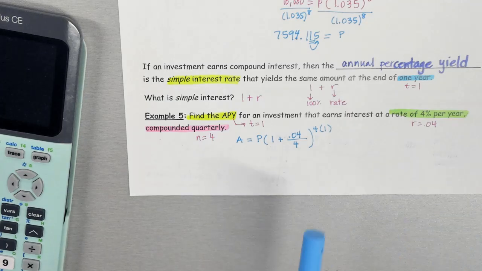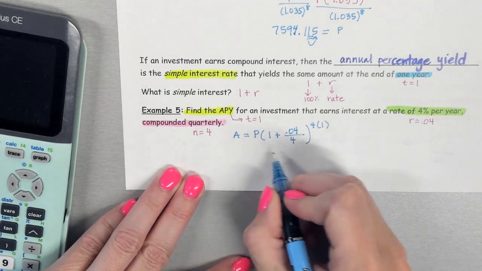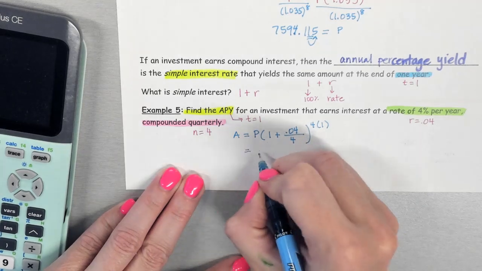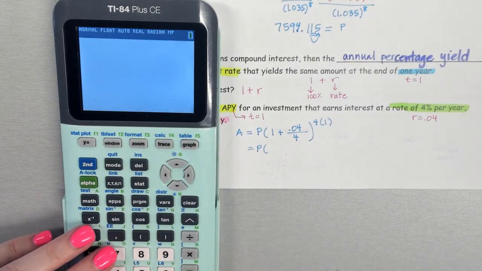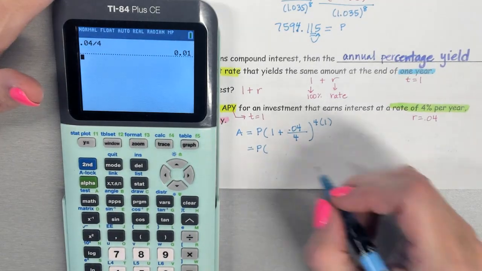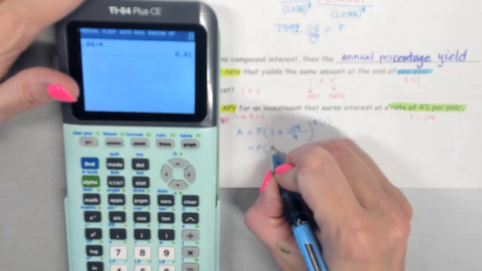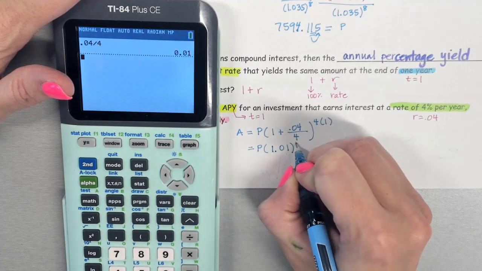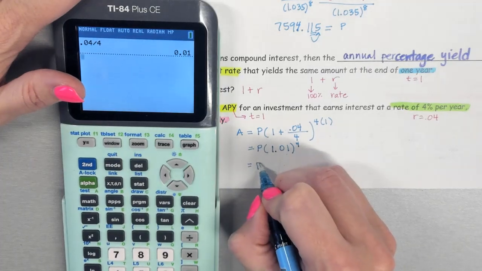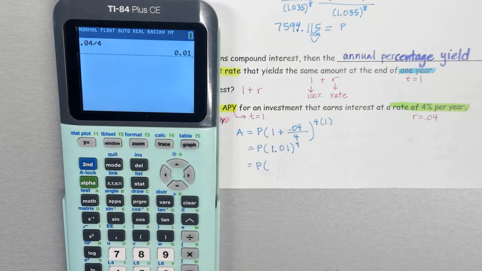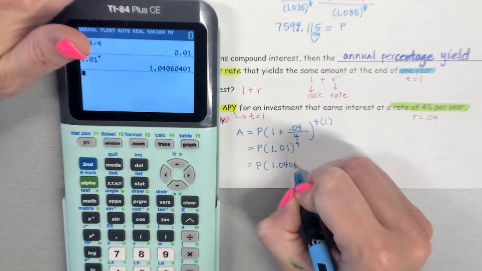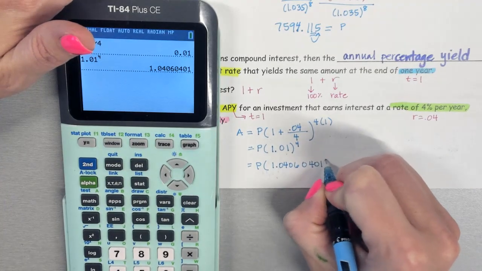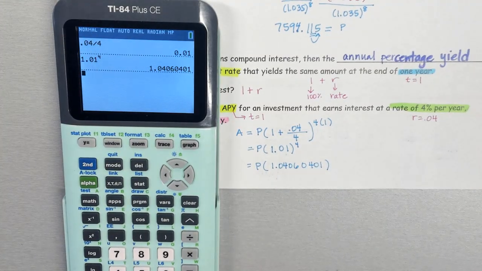All right, and then once you have that, we're going to calculate this part of it. Okay, so we have 0.04 divided by 4, which is 0.01. When you add 1 to that, it's just going to be 1.01 to the 4th power. Okay, we are going to calculate that, 1.01 to the 4th. Okay, and I want you to write down this whole decimal for this. We're going to do some computing.